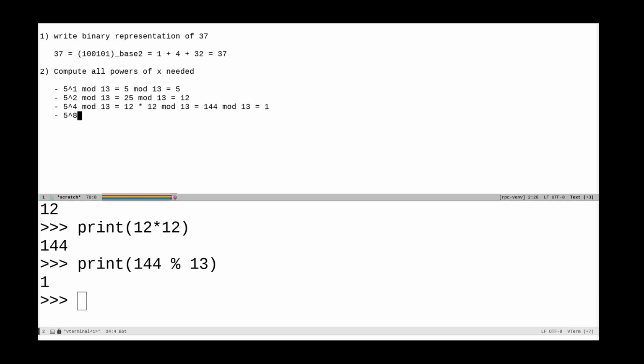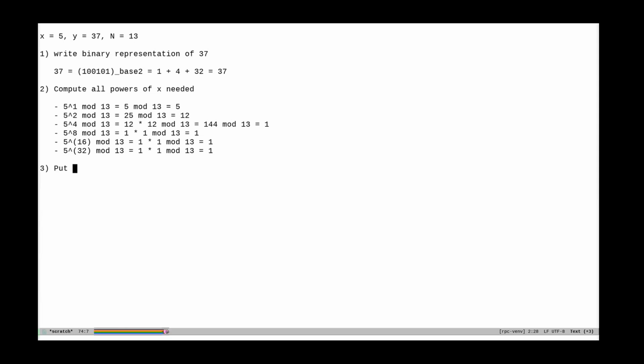Then you do 5 to the 8 mod 13. Now this is easy, because the previous was 1, so you do 1 times 1 mod 13. That's 1 again. Now we do 5 to the 16. Same thing, it's 1 times 1. Do we stop here or do we go one more? Yes, because the highest power of the base is 32. So we need that, and we stop there because there are no higher powers. So this is 32, it's always 1.